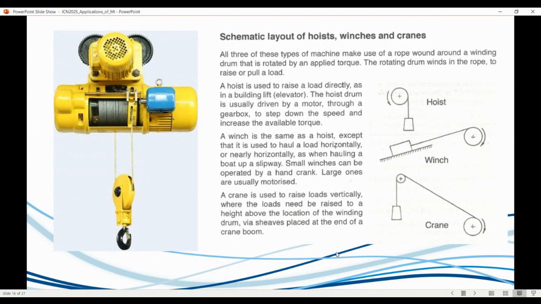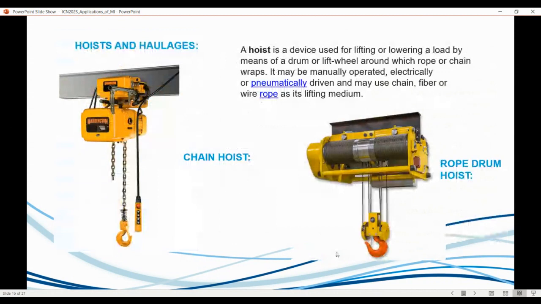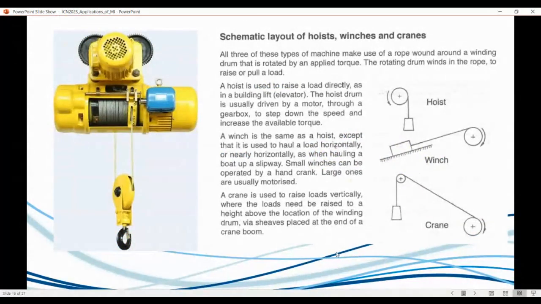Then of course a crane, which is a very common one, is used to raise loads vertically, where the loads are to be raised to a height above the winding drum. That's interesting, between a hoist, winch, and crane, and it's normally done by sheaves placed at the end of the crane boom. So that's just typical lifting machines. And of course, they always use the principles of simple lifting machines, like your pulley arrangements, especially learned in Mechanics 1 and Marine Science 1.